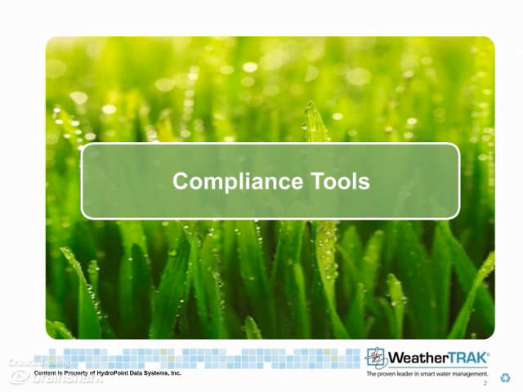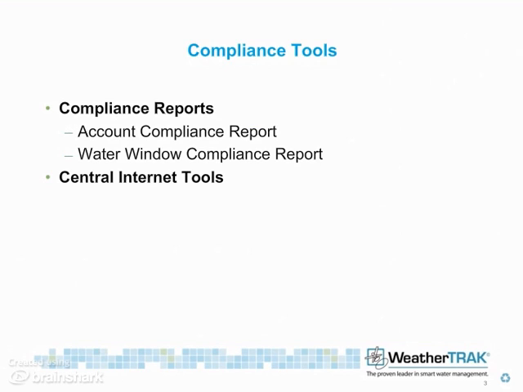In this section, we will discuss compliance tools, or the tools the WeatherTrack system provides to ensure that all of your controllers are programmed to adhere to local restrictions. If you operate, manage, or own a property in an area with water restrictions, you remember when your water purveyor asks you to restrict your irrigation water use to only certain hours in the day or certain days in the week. You also know that there are often penalties for violating those water restrictions.